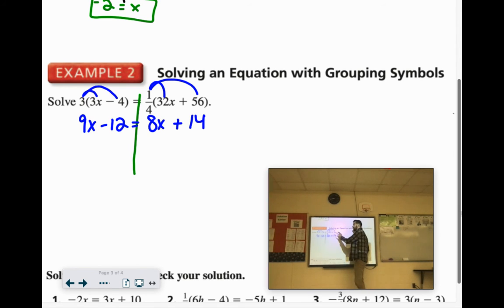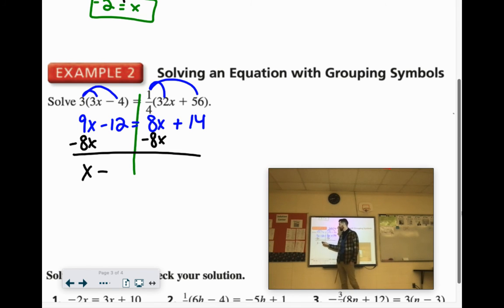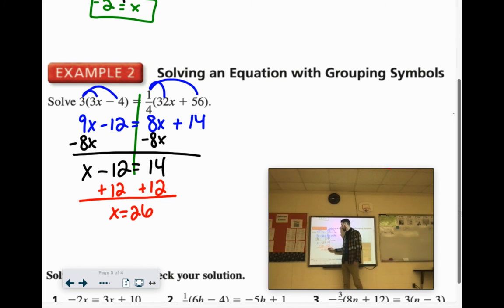So now we have 8x over here, 9x over there. I would get rid of the 8x. So what's the opposite of 8x? Negative 8x. So we're going to subtract 8x from both sides. 9x minus 8x is x, minus 12 equals 14. And then we just have to add that 12. x equals 26.